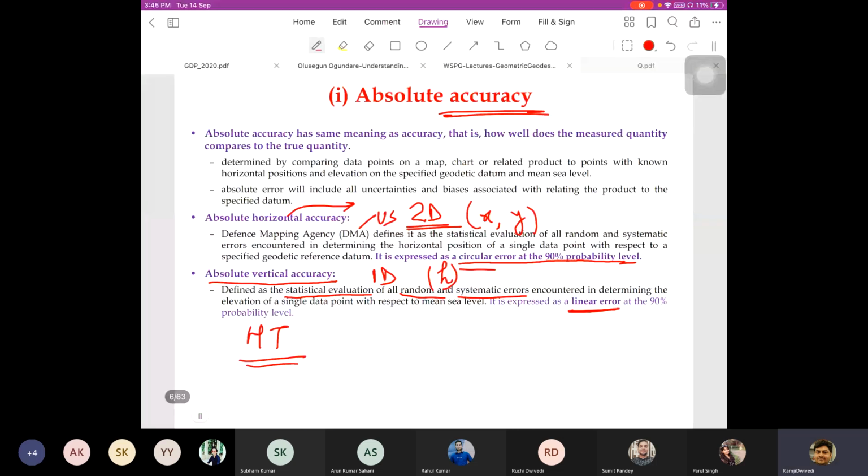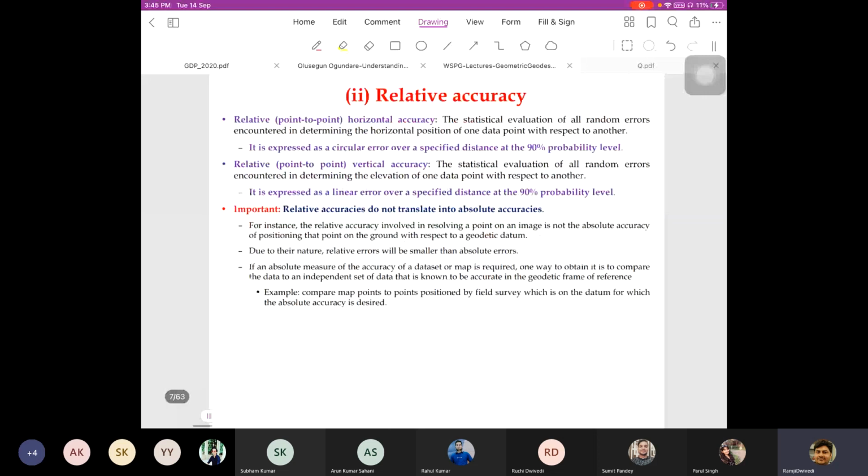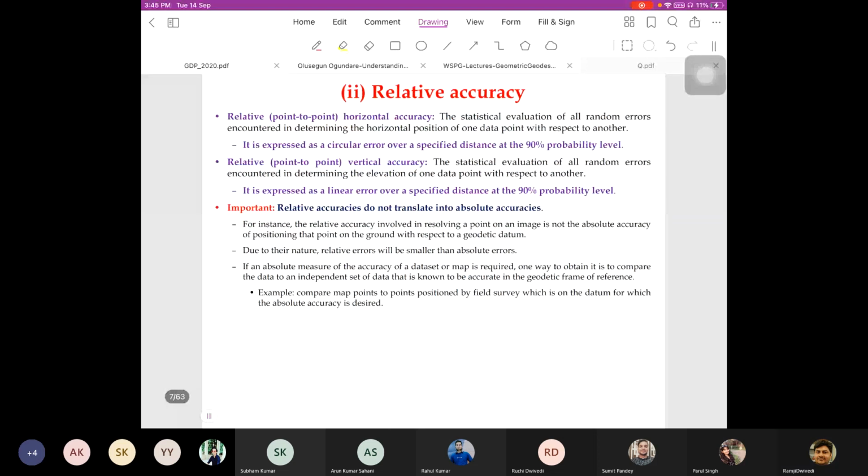Okay, so moving ahead with the relative accuracy point, which comes after absolute. What is the opposite of absolute? You have the relative accuracy, which is slightly better, because you do not need a nod from any agency. Instead, you define it in a relative manner. Relative point-to-point horizontal accuracy is the statistical evaluation of random errors encountered in determining the horizontal position of one data point with respect to another, and it is expressed as circular error over a specified distance at 90% probability level.